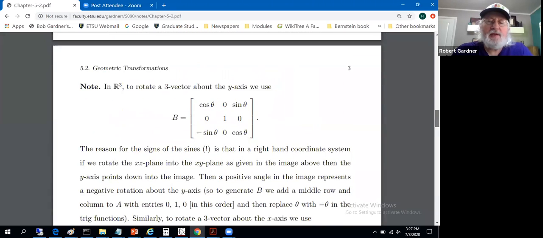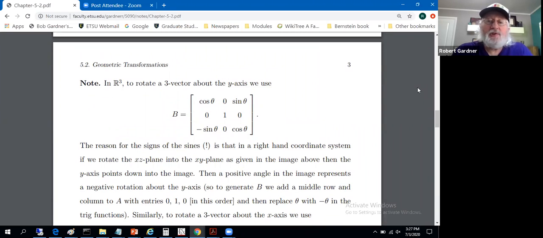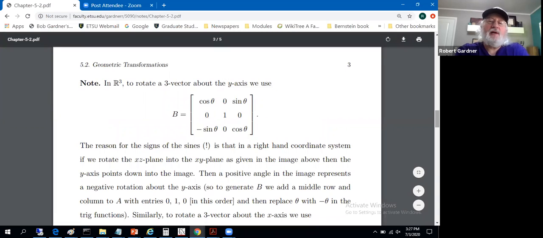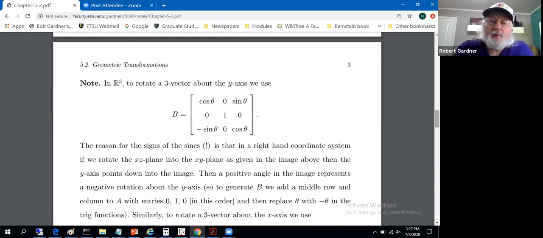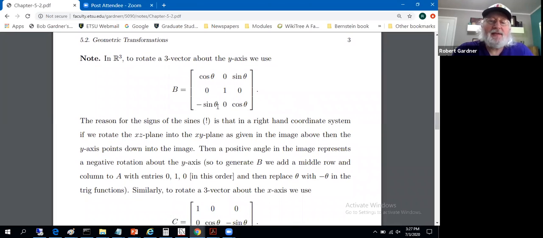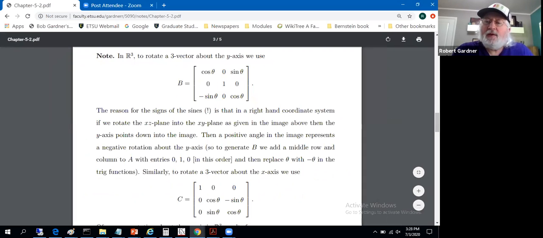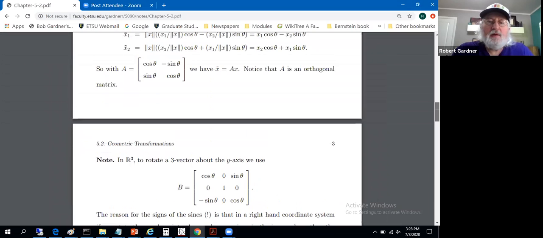Now, we want to rotate, in these sections about rotations, about, say, the y-axis. So we want to do some rotations in 3 dimensions about axes. Here's the story on rotating about the y-axis. The claim is we're going to use this. So I would expect to be able to take this and compare it to what we had upstairs. There's rotating about the y-axis.